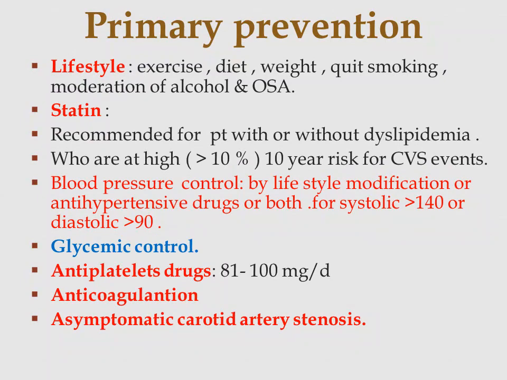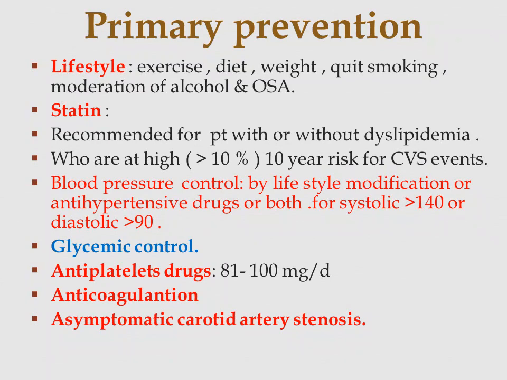So for every patient you should measure the 10-year risk for cardiovascular events. It is available on the net; you can take a look for it. Blood pressure control is by lifestyle modification or antihypertensive drugs, or both, for systolic blood pressure more than 140 millimeters of mercury, or diastolic more than 90. Glycemic control also is very important in primary prevention of stroke.